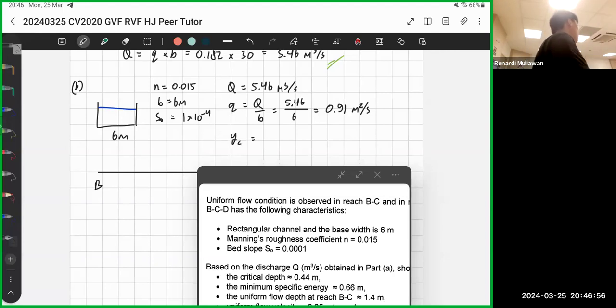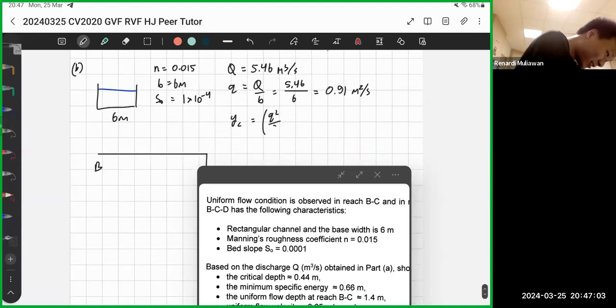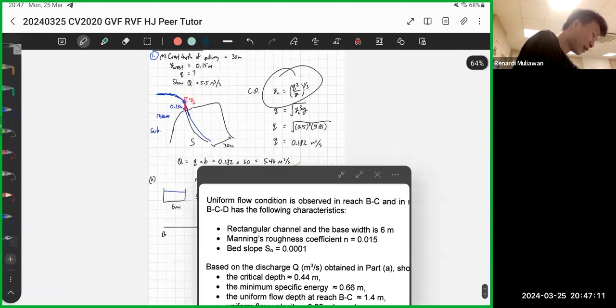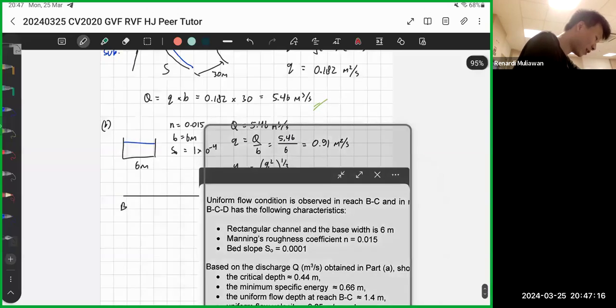Wait, never mind. Yeah, okay, Q squared divided by g. If you notice, the YC here is different. Why? Like here, they have one YC, right? YC is 0.15. In the second part, they have another YC. Why is it?